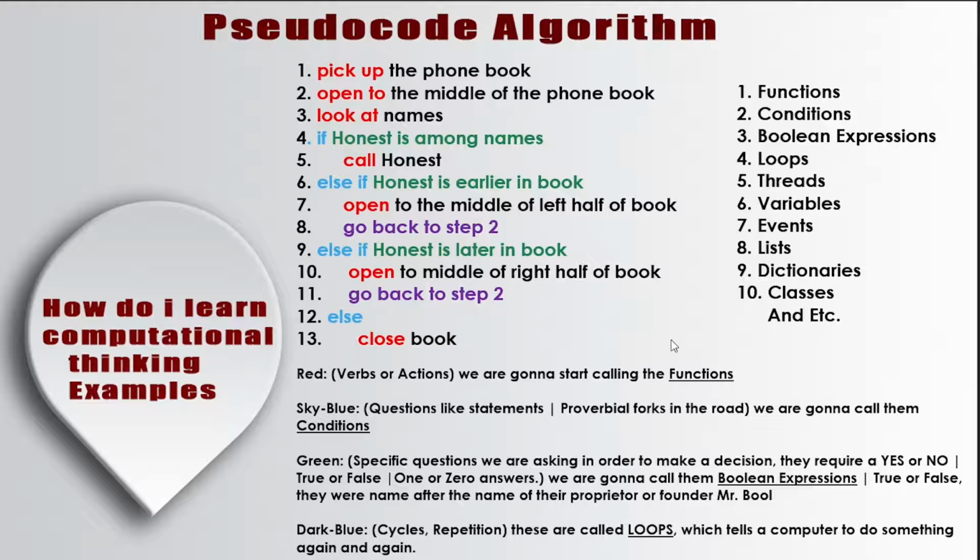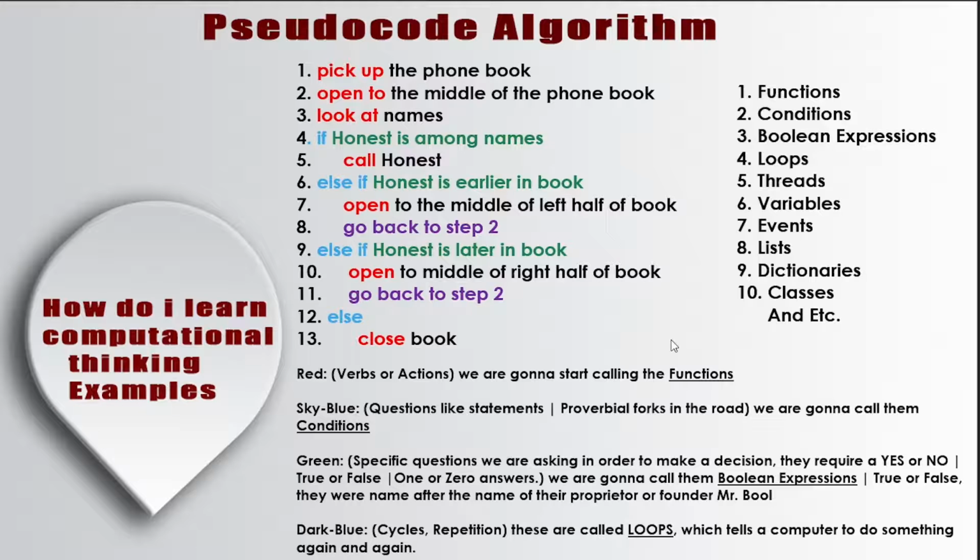So these ones are Boolean expressions. We are going to begin to call them Boolean expressions. They require only one answer. It's either a yes or a no. Or it's either a true or a false. Or it's either a 0 or a 1. Now you see what it is.